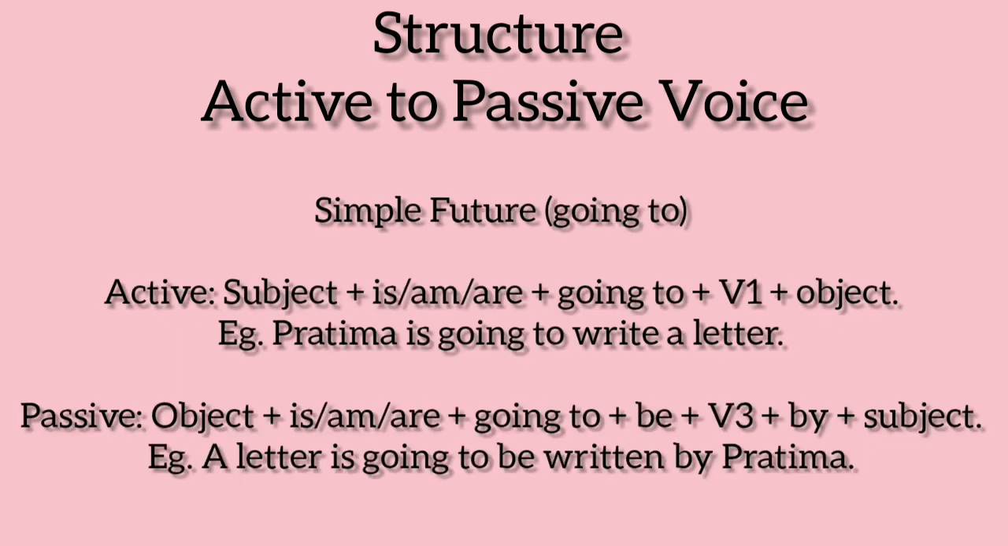Simple future with the going to form, the structure will be object plus is plus going to plus be plus the third form of the verb plus preposition by plus the subject. So the sentence, for example, active voice simple future will be Pratima is going to write a letter. The same sentence can be written in passive as a letter is going to be written by Pratima.